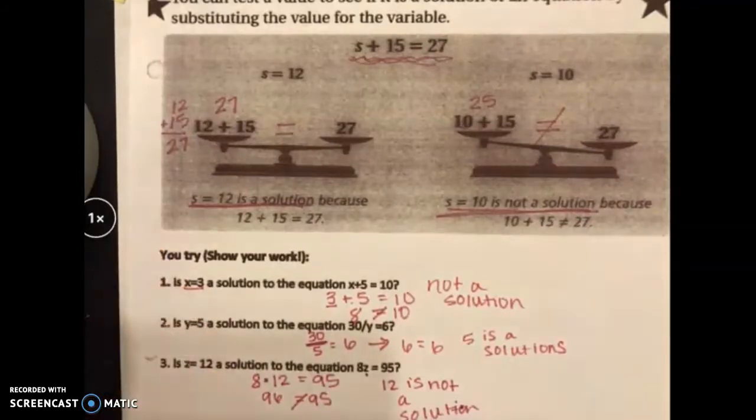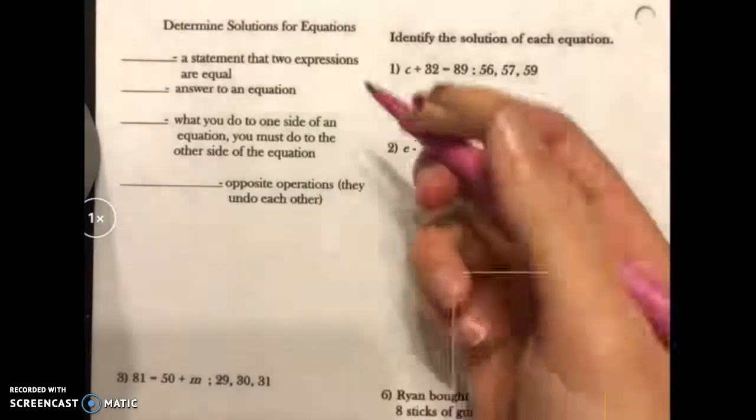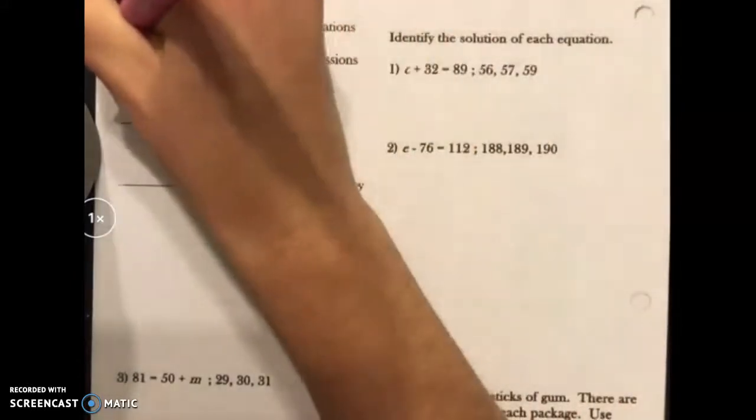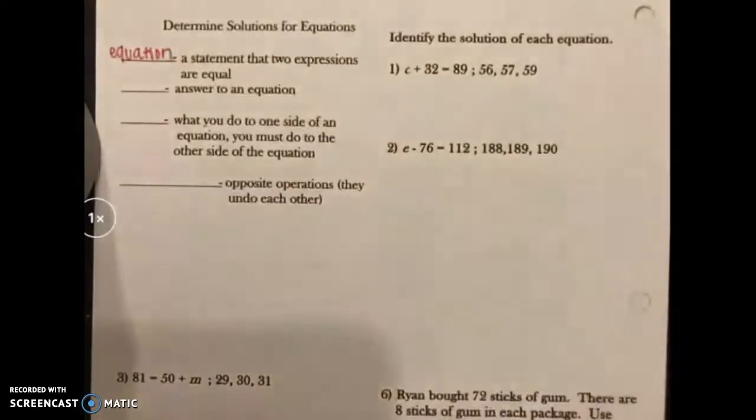Okay, 12 is not a solution. Okay, so let's go ahead and talk about a couple of different keywords that we're going to need to know for this unit. So first would be an equation. An equation is a statement that two expressions are equal. So it means two expressions are equal. Okay, so that means there's an equal sign in it. Equation, equal. They sound very similar here.